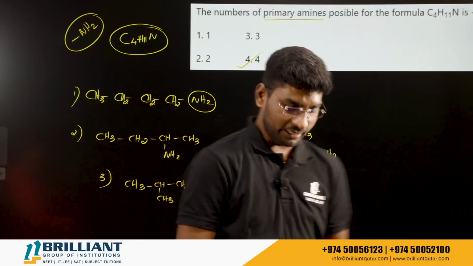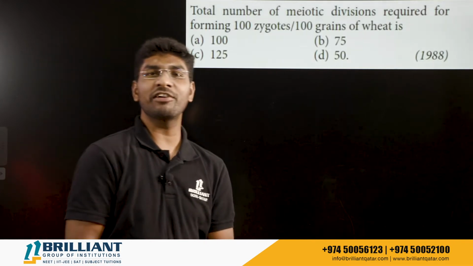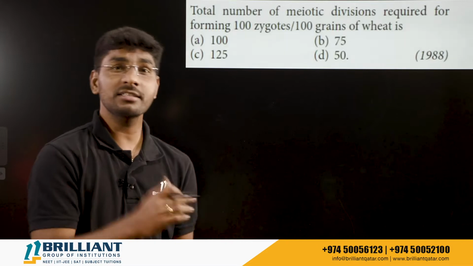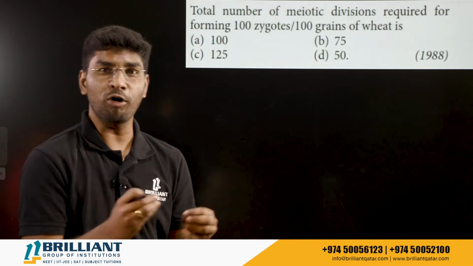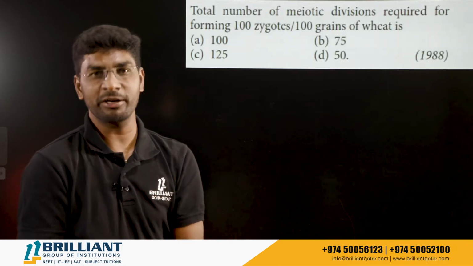Look at the next question. The next question is also from the Sexual Reproduction in Flowering Plants chapter. This is a very interesting and important question. To answer this question, we need to know how many male gametes are required, how many female gametes are required, how many meiotic divisions, and how many mitotic divisions.